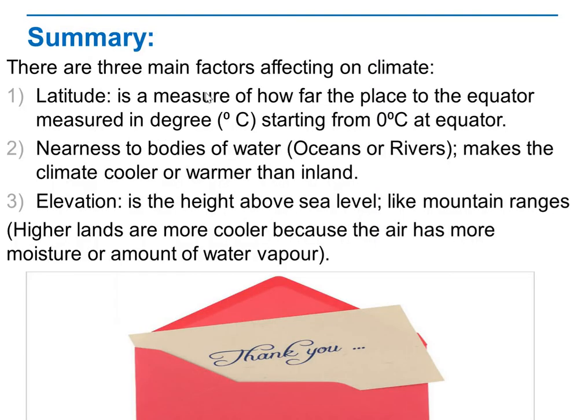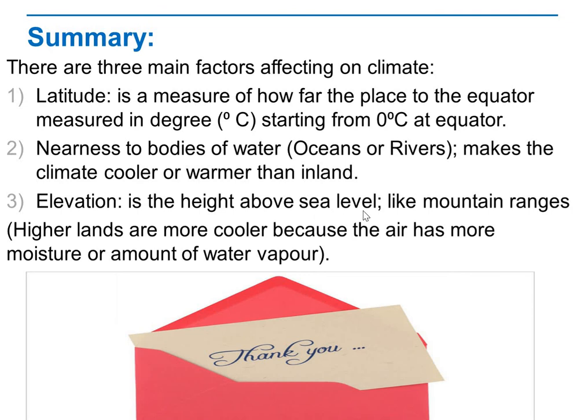So at the end of this lesson, we have 3 main factors that affect the climate. Latitude is the measure of how far the place is from the equator, measured in degrees. Nearness to bodies of water: places that are near are colder or warmer according to the season, in summer or in winter. So nearness to bodies of water can change the weather and also the climate of that place.